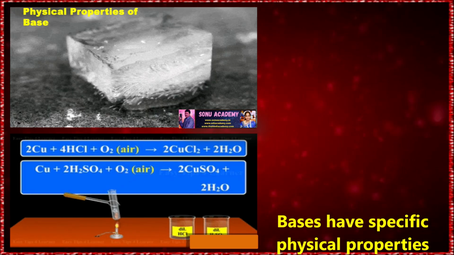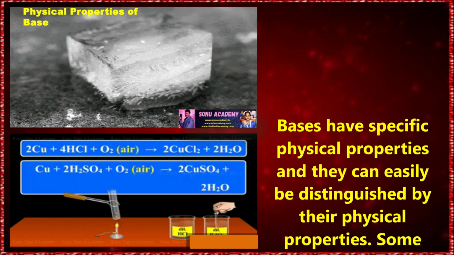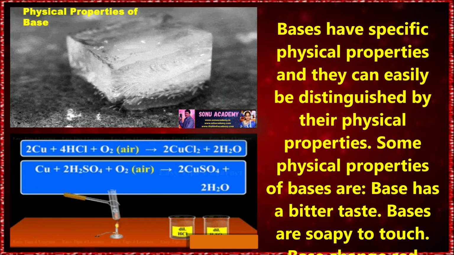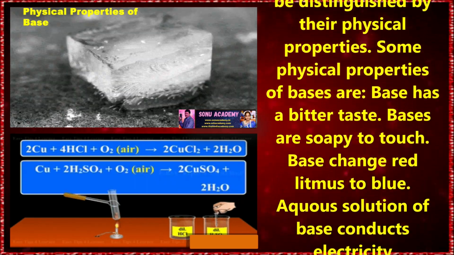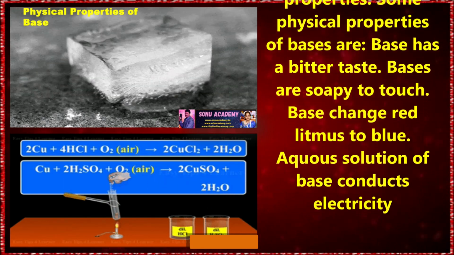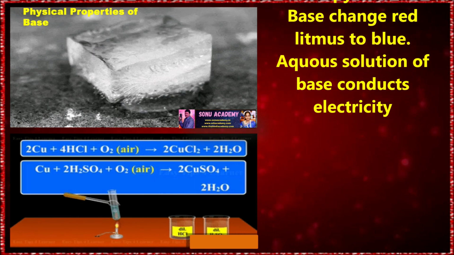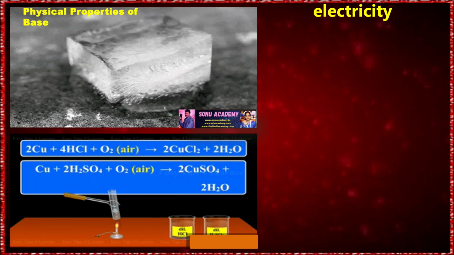Children, now let us discuss the physical properties of bases. Bases have specific physical properties and they can easily be distinguished by their physical characters. Some physical properties of bases are: as we already discussed, they have a bitter taste, they are soapy to touch, they can change red litmus to blue, and the aqueous solution of a base conducts electricity.